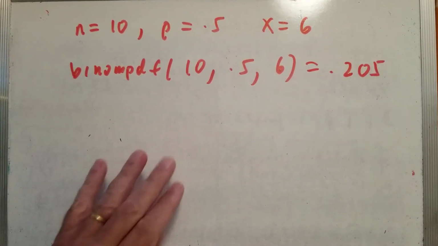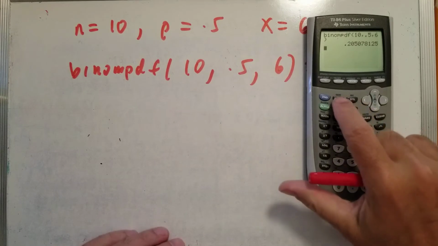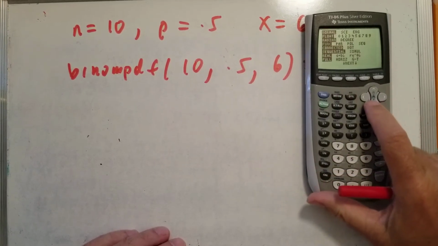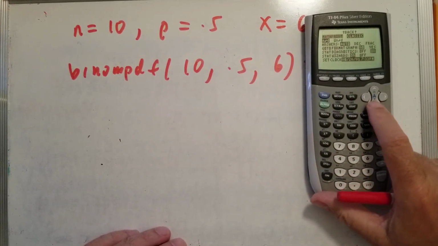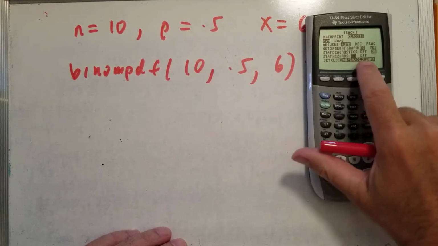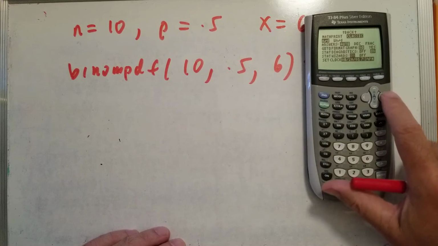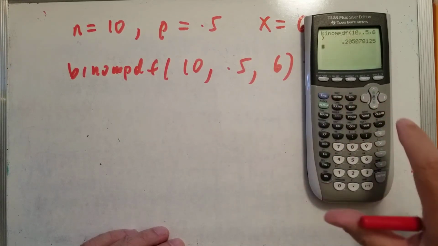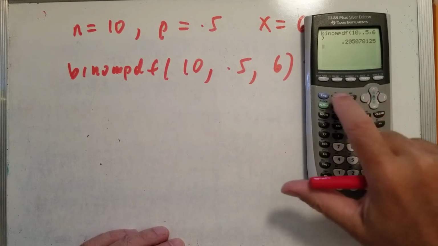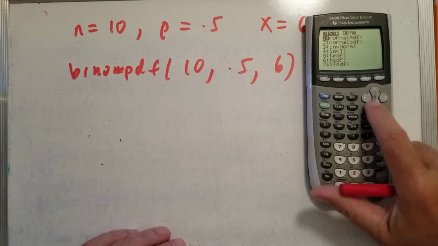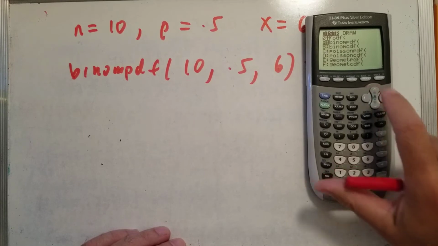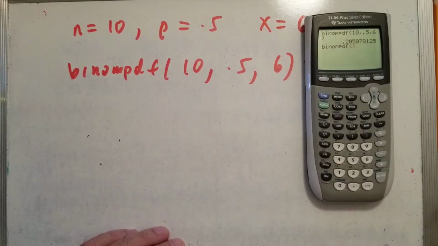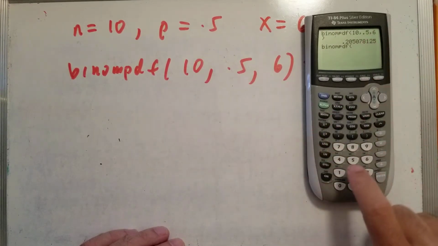about 0.205 to 3 decimal places. 0.205. Just let me show one thing about the stat wizard. That's in the mode. Your calculator might be a little bit different place in the calculator, but if I arrow down to the stat wizard, see on, off, I can turn it off. And then when I go do the same thing, distributions, arrow to binom PDF, see, then it doesn't give me that menu.